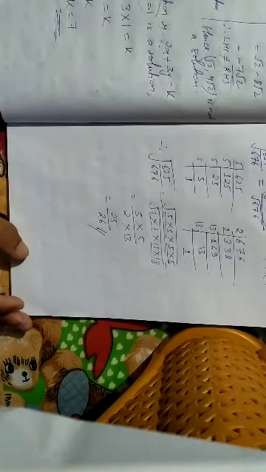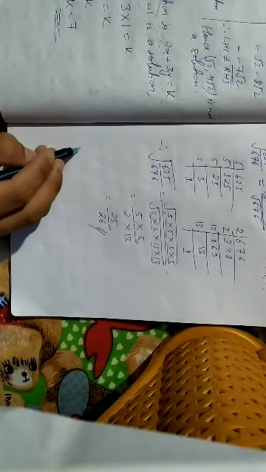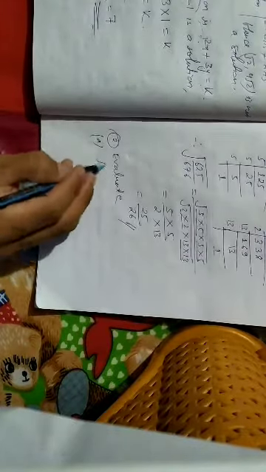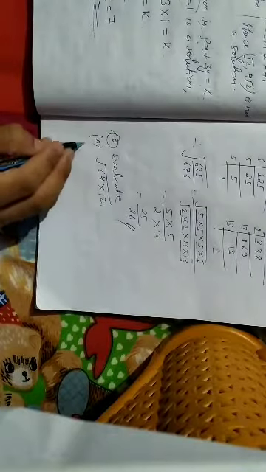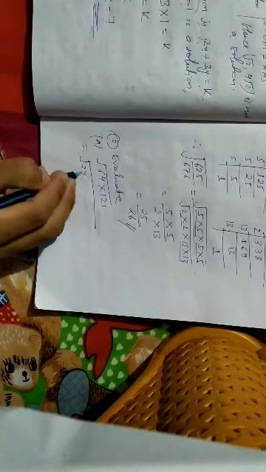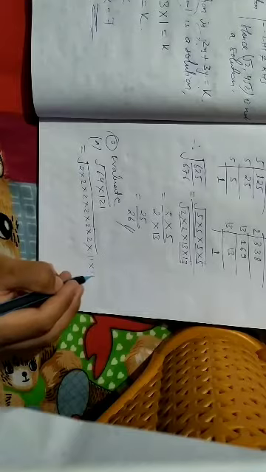Here in question number 2, we'll do evaluate. I'll do number A first. Under root of 64 into 121. If you do this, you first have to prime factorize 64. So 2 twos are 4, 4 twos are 8, 8 twos are 16, 16 twos are 32, 32 twos are 64. Into, if you prime factorize this one, you'll get 11 into 11, isn't it?